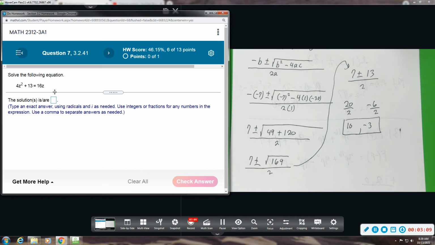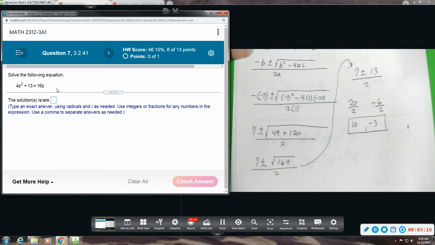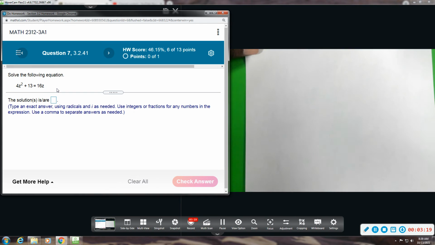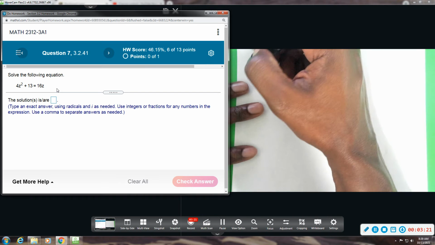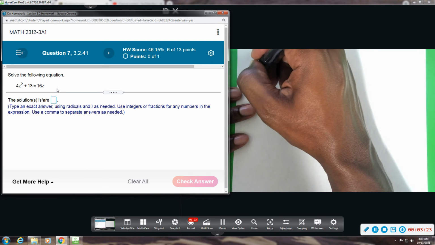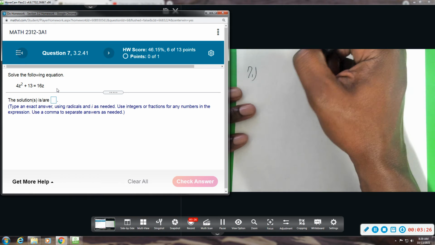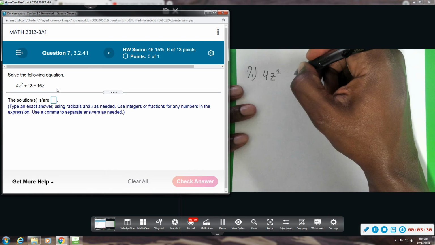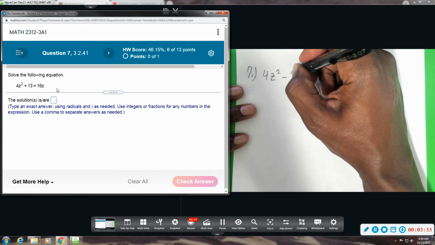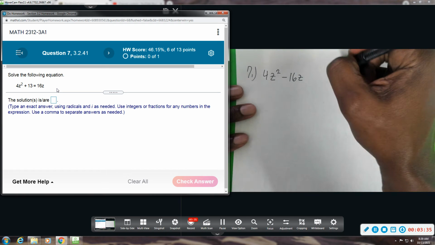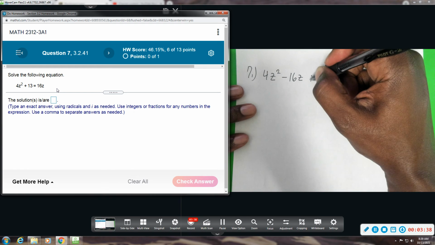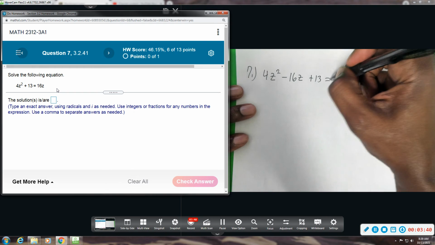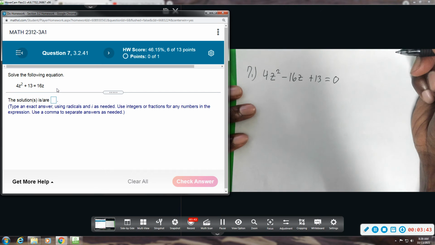All right, this one just wants us to solve it, so we can do any method. We can do the quadratic formula, factoring, or completing the square. So let's look and see which one will be the best. First, again, I'm going to set it equal to 0. So I'm going to go ahead and subtract that 16z and move it over. So I have 4z squared, and then I'm going to subtract minus 16z to move it over. And then plus 13 equals 0.